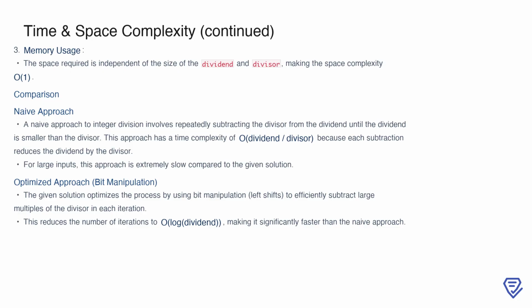In contrast, the optimized solution uses bit manipulation, specifically left shifts, to subtract large multiples of the divisor in each iteration. This reduces the number of iterations to O(log dividend), making it significantly faster and far more scalable for large inputs. This comparison highlights the advantage of using an approach based on logarithmic reduction rather than linear subtraction.